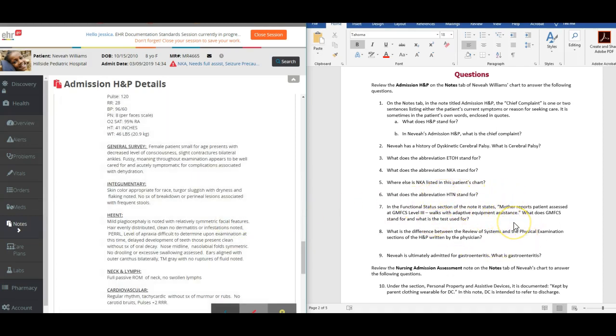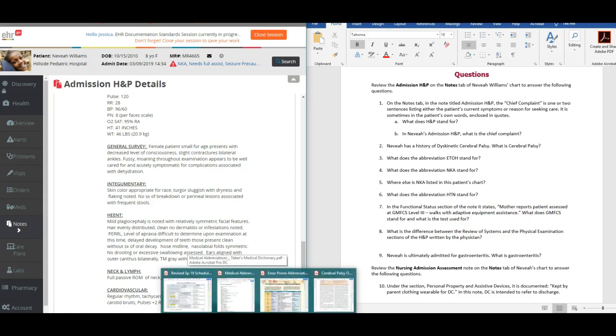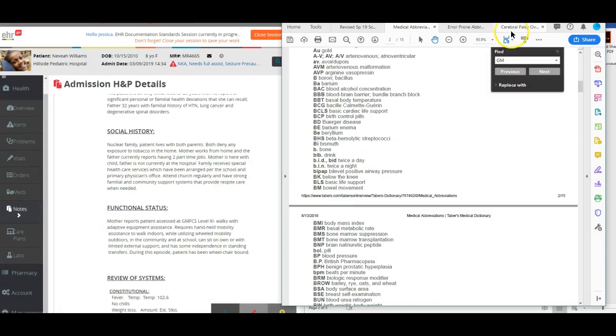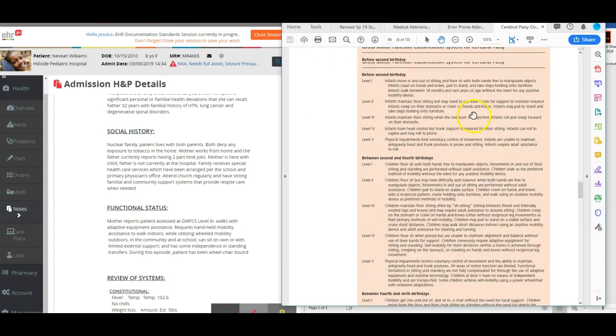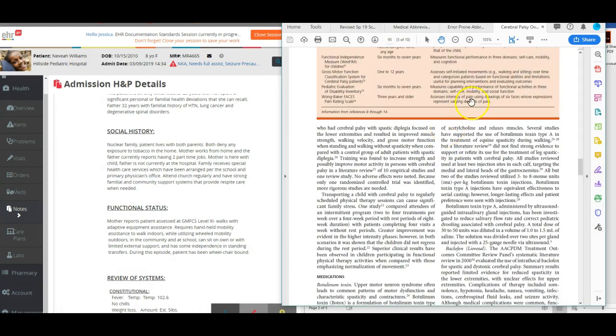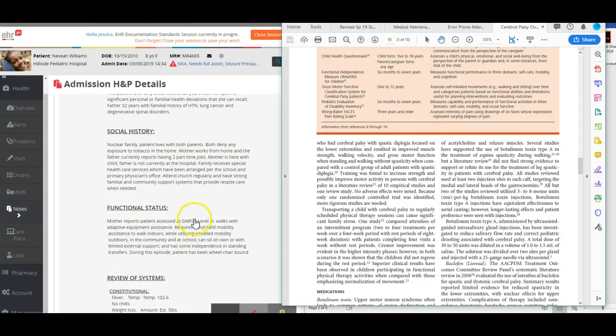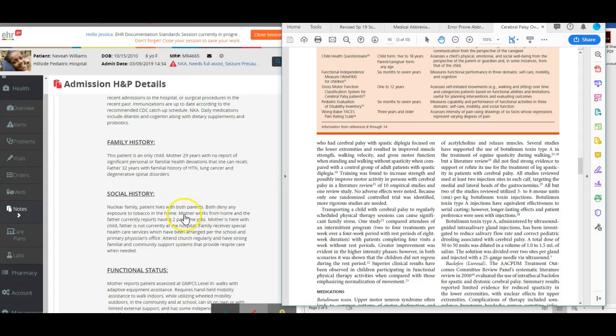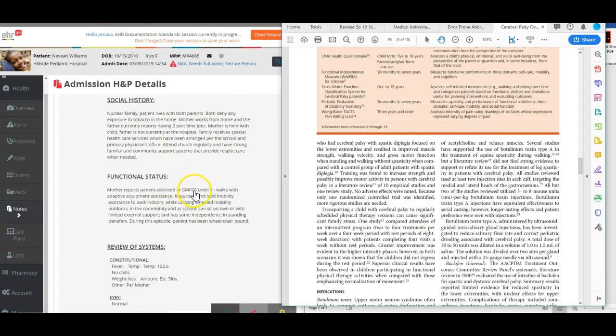In the functional status section of the notes, it states mother reports patient assessed at GMFCS level 3, walks with adaptive equipment assistance. So if you want to know what that stands for and what the test is used for, again, you're going to go back to those resources and look for the things that you need to find. You can try to search GMFCS, and I don't think you'll find it, because it's an abbreviation and it may not find it, but you will find it if you look in the chart over here, where her mama said that. Mother reports patient assessed at GMFCS level 3, walks with adaptive equipment assistance, requires handheld mobility assistance to walk indoors.